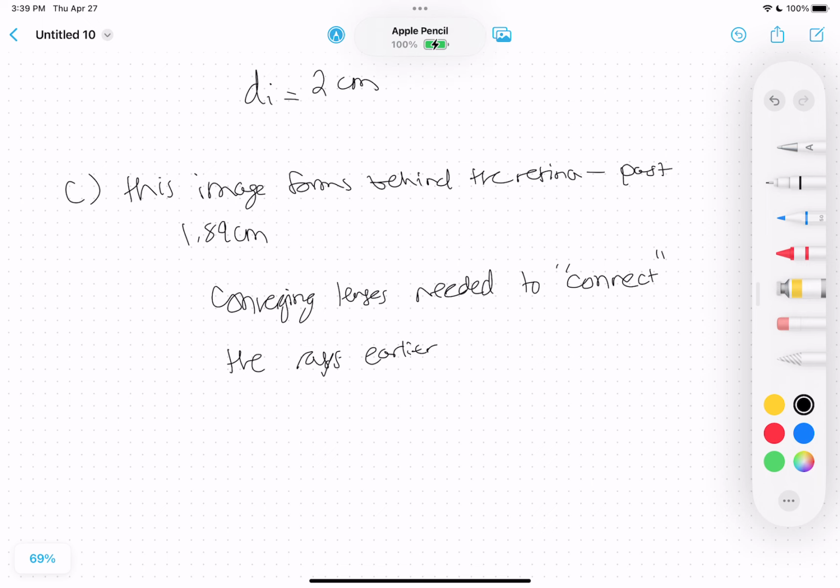Does that make sense? So image formed behind the retina, so the patient needs converging lenses. Yep. Must converge at a point. They must converge at the location of the retina. So they're converging past it currently, and you want it to converge at the retina. So converge at the retina, that's behind. Yeah, so we want it to converge at the retina.